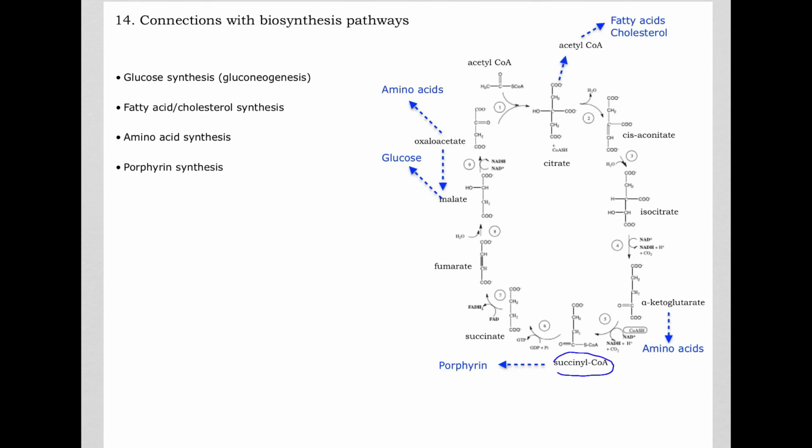Succinyl-CoA, which is an intermediate of Krebs cycle, is a building block for porphyrins. So a porphyrin example is the heme group. In order to make this heme that is necessary for making things like myoglobin and hemoglobin and cytochromes, the building block for the heme group is this intermediate of Krebs cycle called succinyl-CoA. So clearly Krebs cycle intermediates are used quite a bit for biosynthesis of other molecules.